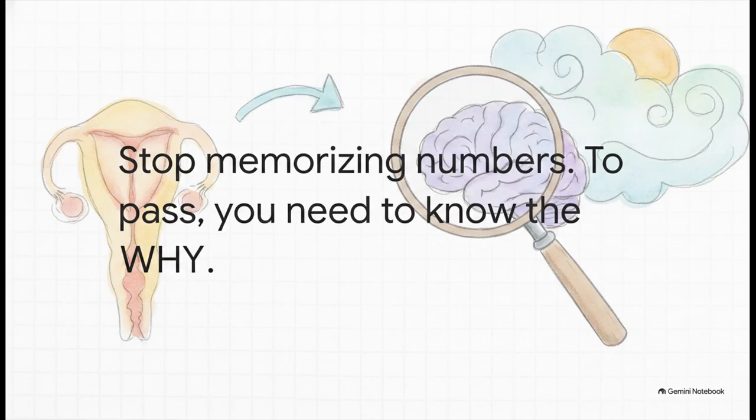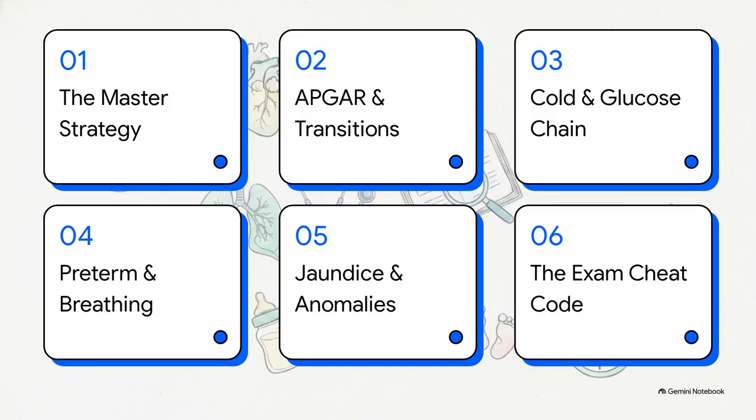We need to look at this through a totally different lens. With newborns, almost everything comes down to their transition from life inside the uterus to life outside. Once you actually understand the underlying physiology, like why their temperature drops, or why their glucose plummets, or why they're struggling to breathe, the correct nursing action becomes incredibly obvious, like a giant puzzle just snapping into place. So here's our roadmap for conquering this material today. We're going to cover the master strategy, APGAR and transitions, the cold and glucose chain, preterm and breathing, jaundice and anomalies, and we'll wrap it all up with the ultimate exam cheat code.